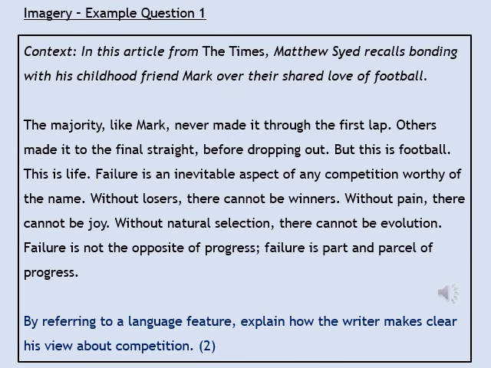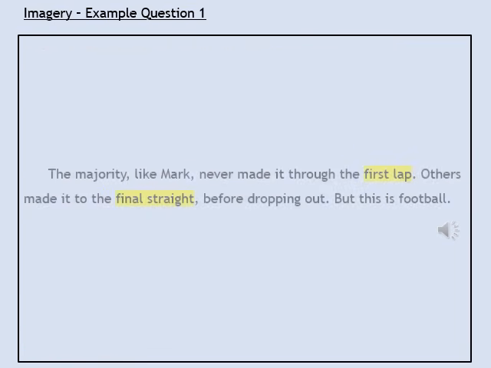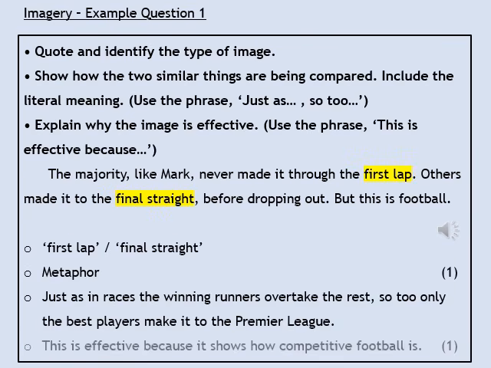Here's the question. By referring to a language feature, explain how the writer makes clear his view about competition. Of course, one such feature of language that we can choose to talk about is imagery, and that's what we'll be doing in this case for our 2 marks. It's important to remember that imagery, as the name suggests, paints a picture, and it does so by means of either metaphor, simile, or personification.